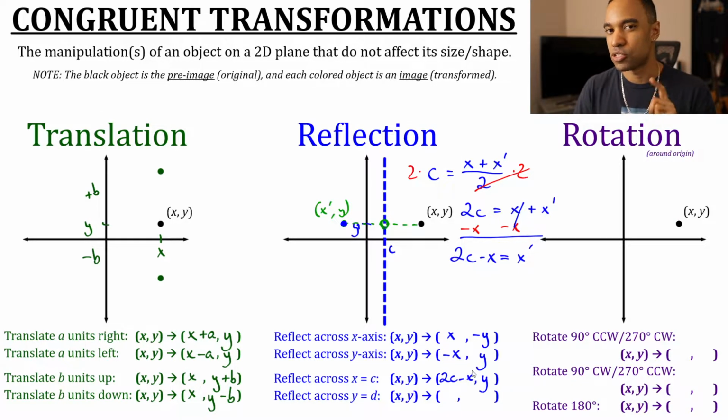By the way, I remember that this is not on the next reflection slide when we do it, so I'm going to have to remember to rewrite these. I just didn't have enough room. We can do them as we go. 2c minus x, comma y.